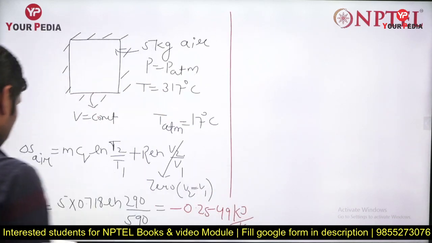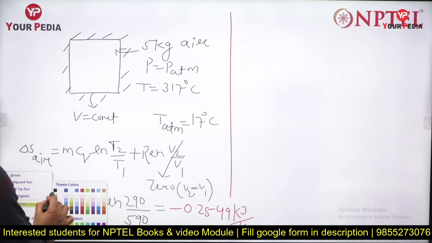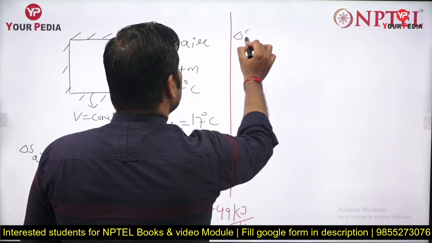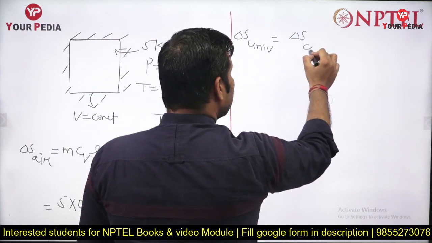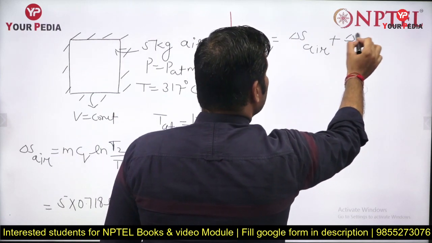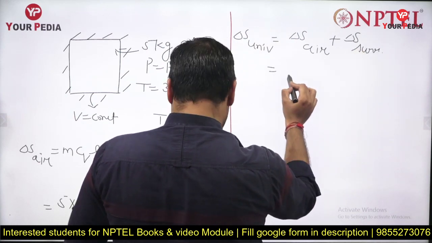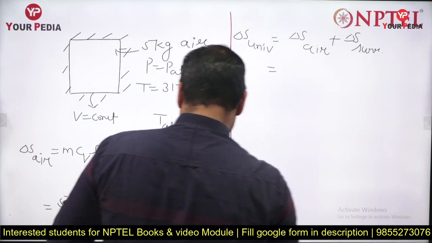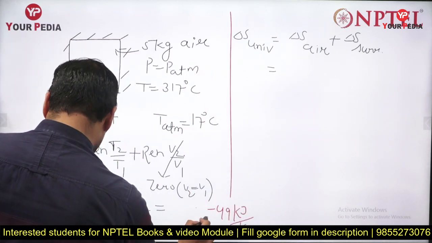So this is the entropy change of what? This is the entropy change of air. Now if you want to find out the entropy change of what? Universe. So entropy change of universe is nothing but entropy change of air system plus entropy change of surrounding. So this is coming out negative. Okay, note this guys, actually this value will come out 2.549.